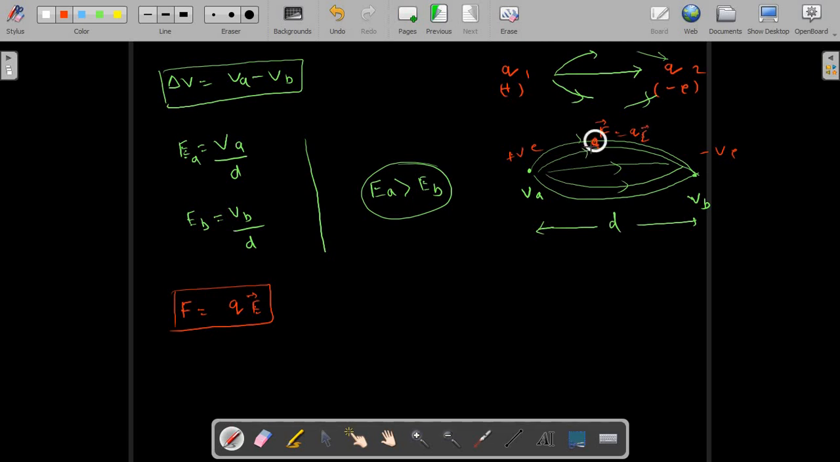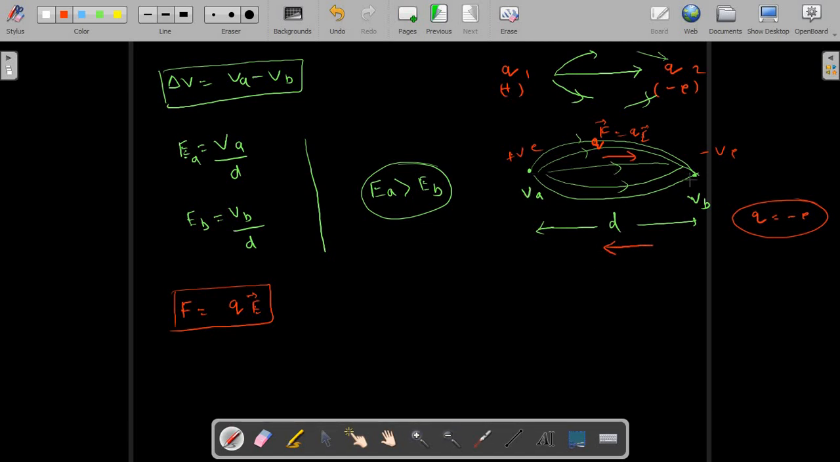Suppose this is the charge Q. If it is positive, then the force is in this direction. It means there is a flow of charge. But if Q is negative, so the force is minus QE, the flow of force will be opposite.